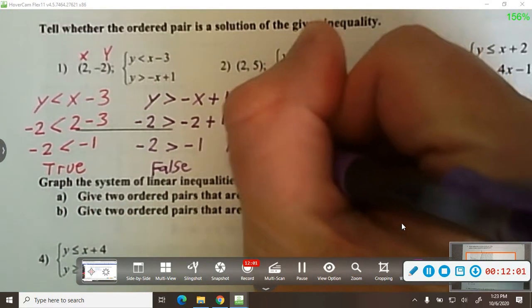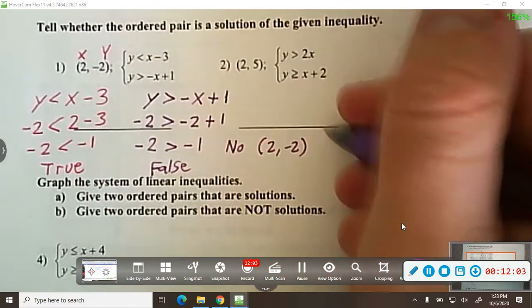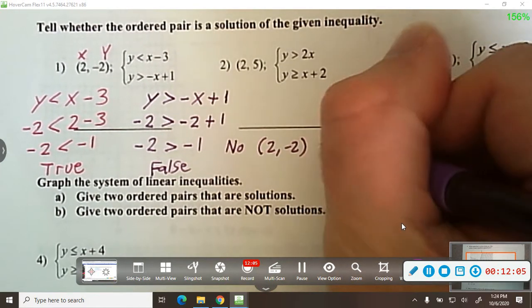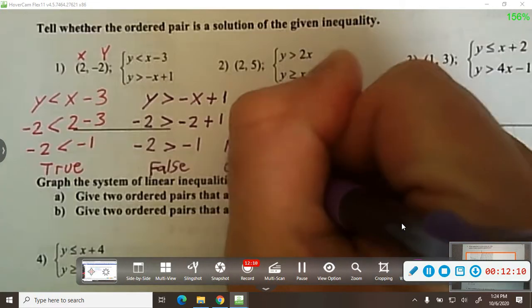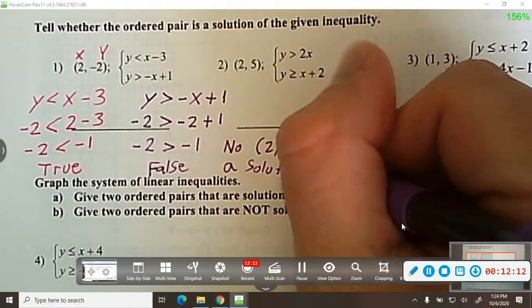2, negative 2 is not a solution to the system.